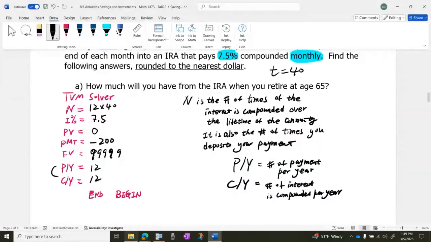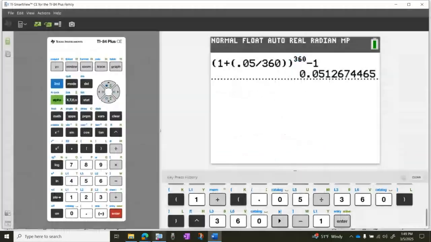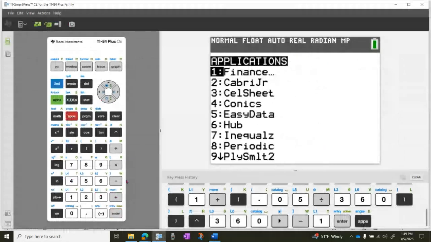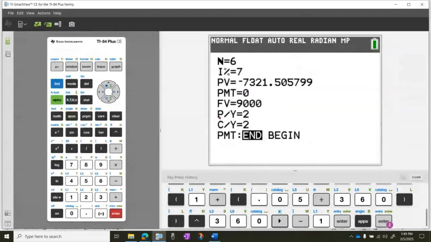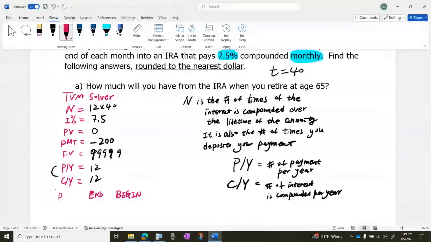And now let's look at the last row. It will show end or begin, right? Yeah, PMT, I was right. PMT, but colon here, not equal sign. The calculator default is END. If you don't change it, it's default as END. It means your payment is made at the end of each time period. In this case, the end of each month, right? So END is supposed to be selected.